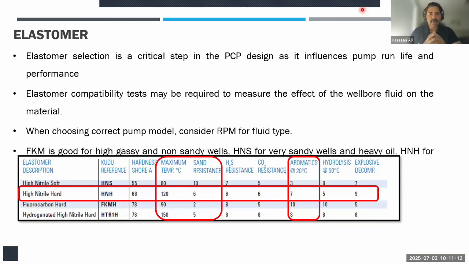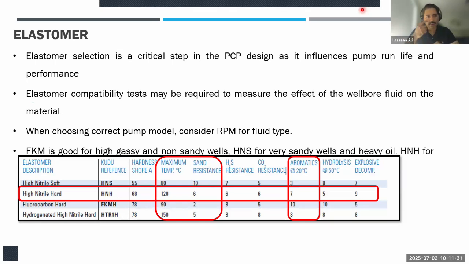Elastomer forms a very important part of your PCP. It determines the longevity and the reliability of your PCP. So elastomer selection is considered very crucial, and a lot of experimentation and lab tests are done prior to selecting an elastomer for a particular field, because a particular field will have different field properties.